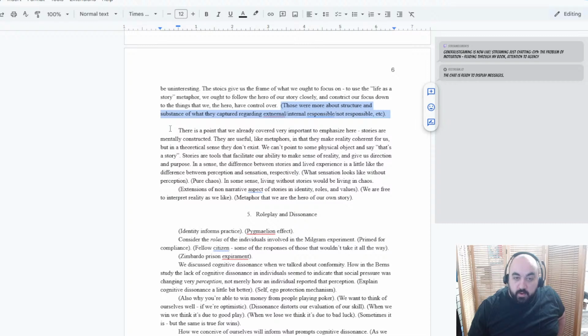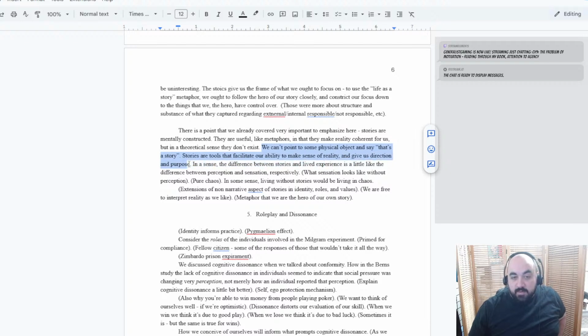There's a point we have already covered that's very important to emphasize here. Stories are mentally constructed. They are useful, like metaphors, in that they make reality coherent for us, but in a theoretical sense, they don't exist. We can't point to some physical object and say, that's a story. Stories are the tool that facilitate our ability to make sense of reality and give us direction and purpose.